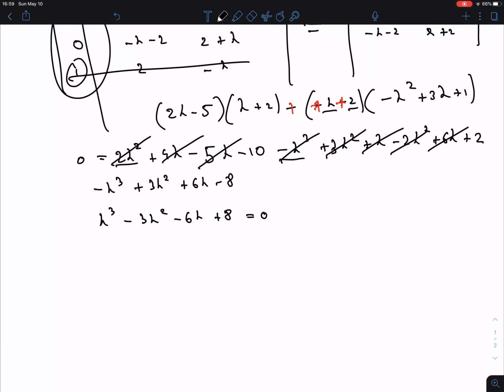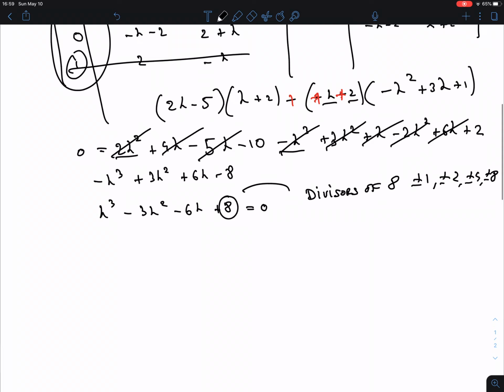Well, basically the one way that we really can do is try, and what we try are the divisors of 8. Now 8 has many divisors, right? So the divisors of 8 are plus or minus 1. Don't forget there are always negative divisors too, plus or minus 2, plus or minus 4, and plus or minus 8. Okay, so we have to try all of them to see which one might be a possible solution. Now, I start with the first one. I'm lucky because if I plug in 1, I get 1 minus 3 minus 6 plus 8, that is 0. So I see that lambda equals 1 is a solution.